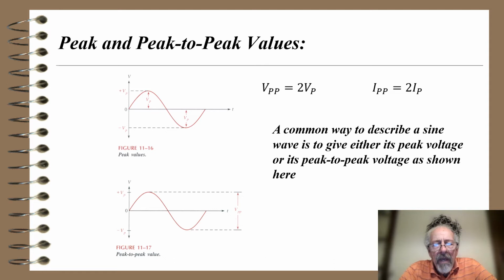Now, when we talk about the amplitude of a sine wave, we either talk about the peak amplitude or the peak-to-peak values. And we have two figures here. Figure 11-16 shows the peak value. It's got V sub peak for positive, or V sub peak for negative, and they would be equal to one another. And to the right, we have equations: voltage peak to peak would be 2 times voltage peak. And down below in figure 11-17, going from the positive peak to the negative peak, we call that voltage peak to peak. So a common way to describe a sine wave is to either give its peak voltage or its peak-to-peak voltage, as shown here.